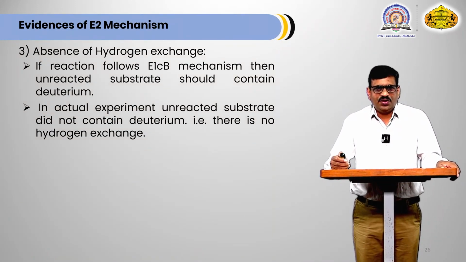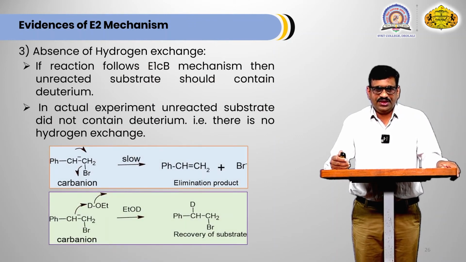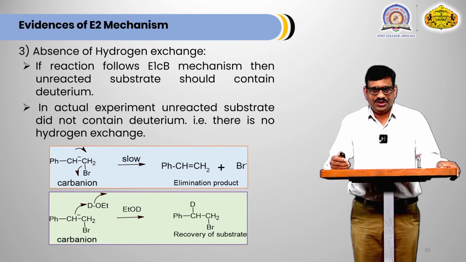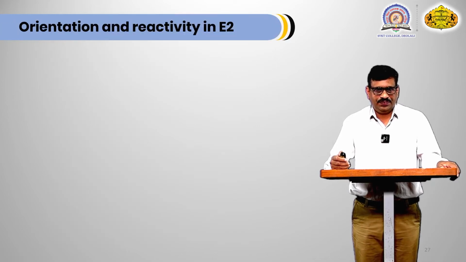If the reaction follows the E1CB mechanism, then the unreacted substrate should contain deuterium. In the actual experiment, the unreacted substrate did not contain deuterium. This means that there is no hydrogen exchange. Hence, we can distinguish E2 elimination from E1CB elimination by using this hydrogen exchange experiment.